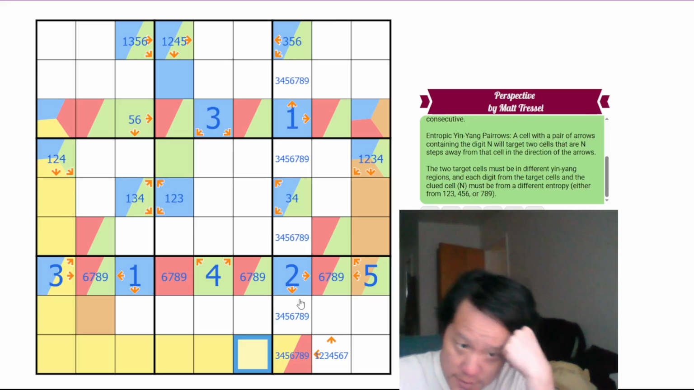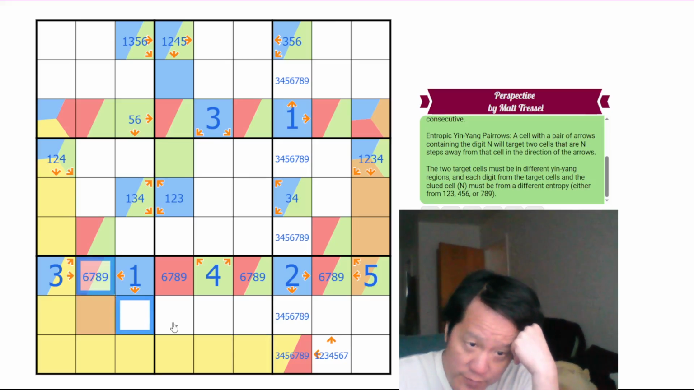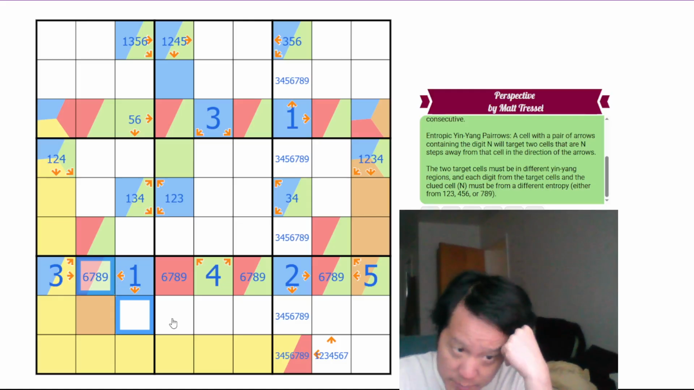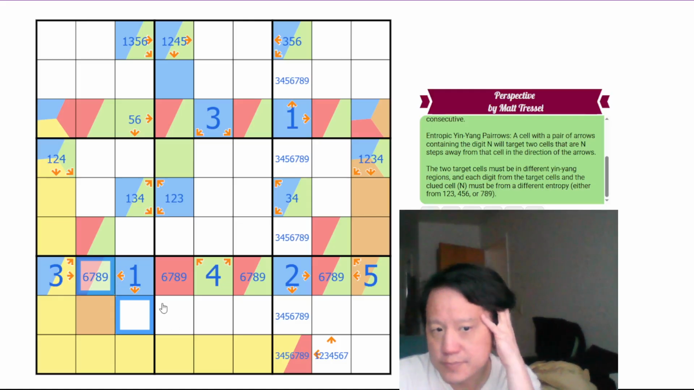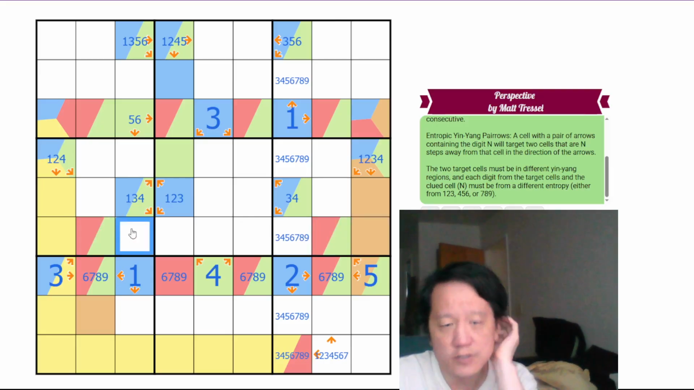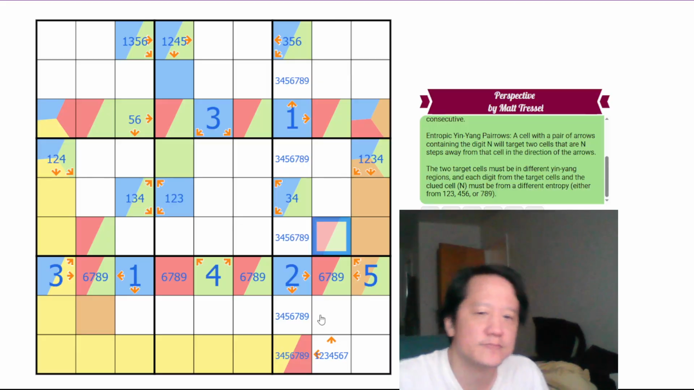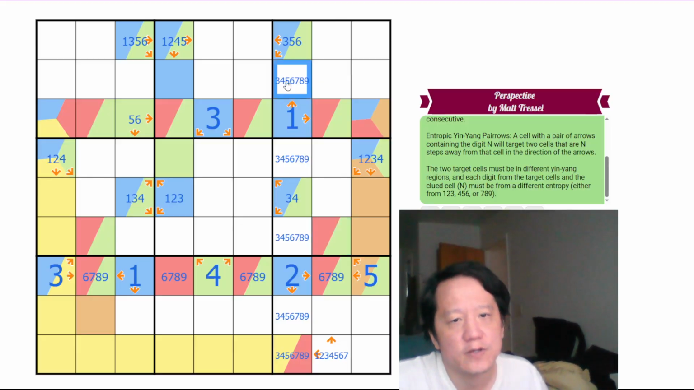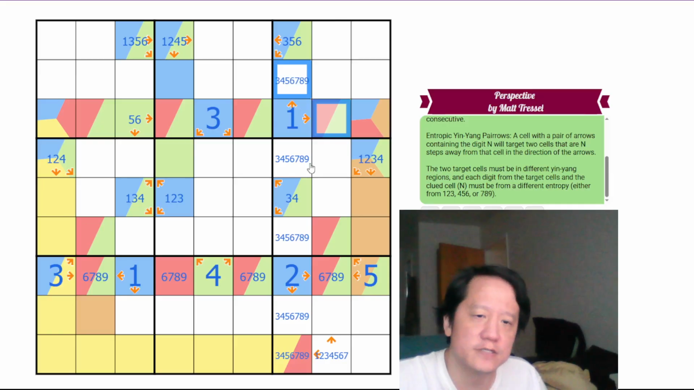So far, that doesn't tell us much. These have to be different regions. That doesn't tell us much. These 2 have to be different regions. That doesn't tell us much. These are different regions. That also doesn't tell us much. These are different regions. That doesn't tell us much. This cannot be 3 anymore.